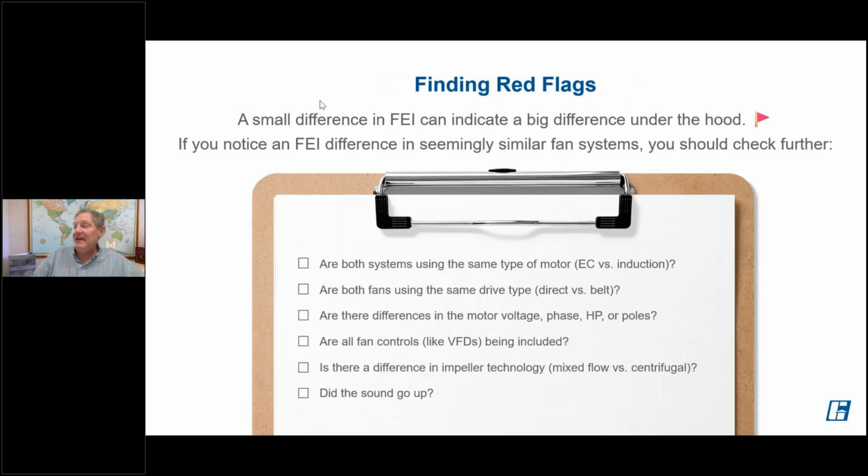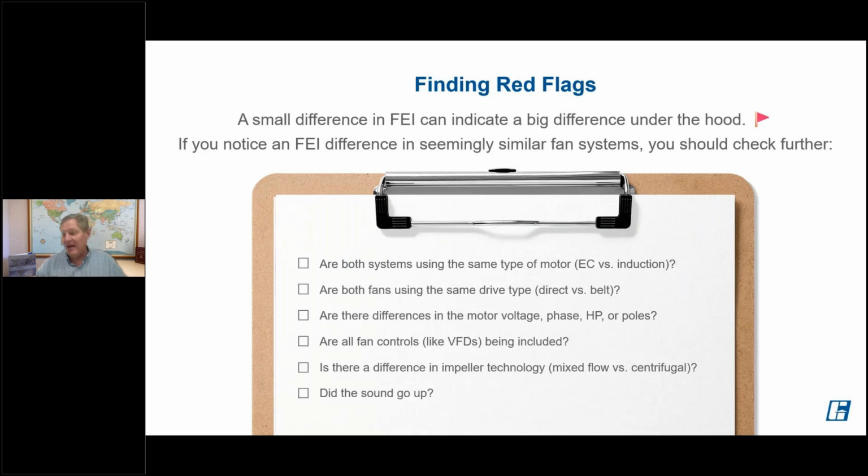All right, so let's talk about how using FEI in your fan schedule and in your specs can help you uncover some red flags when it comes to reviewing manufacturer submittals. Again, a small difference in FEI can relate to some pretty significant changes in the fans. One, we touched on it already: are both fans using the same type of motor? Chances are that a difference in FEI is because one fan has a more efficient motor than the other, for example an EC motor or an induction motor.